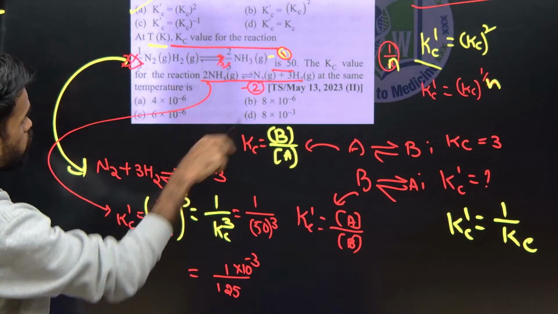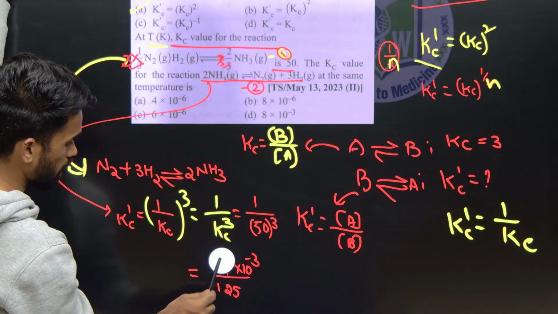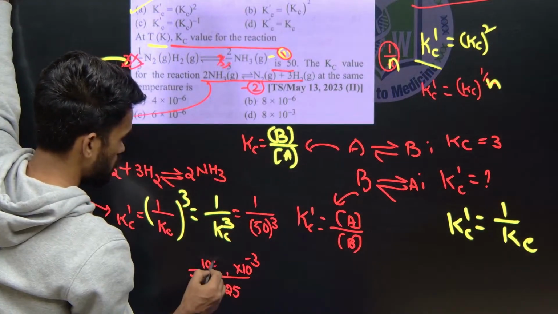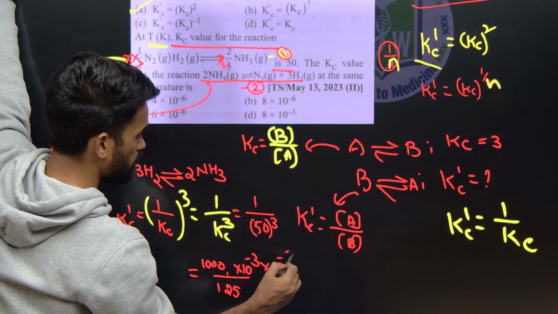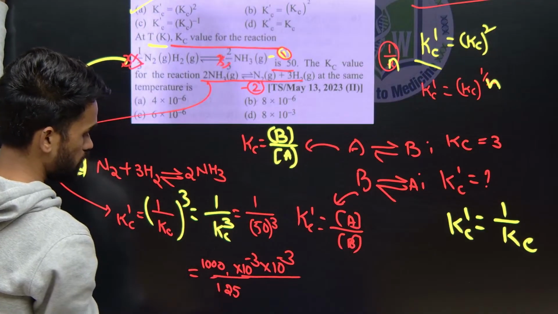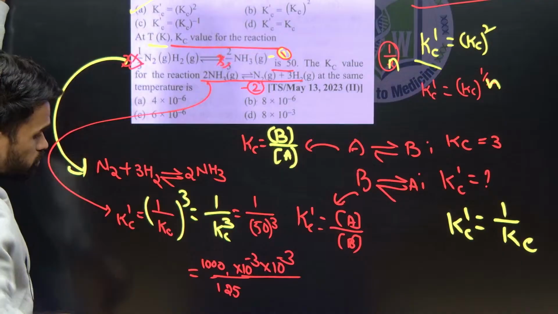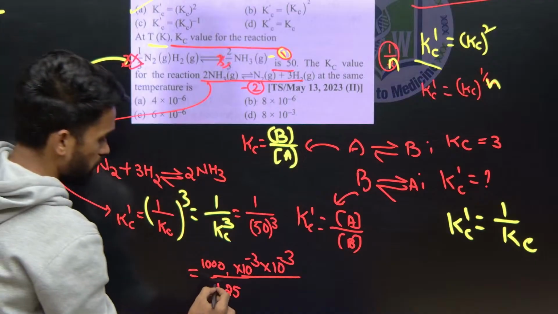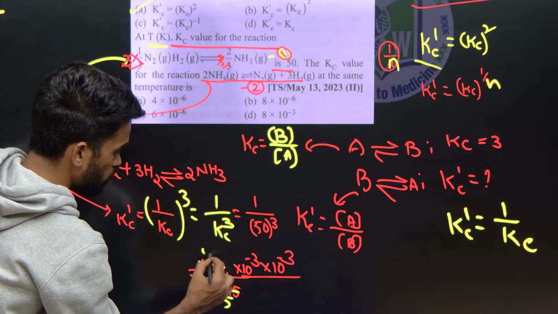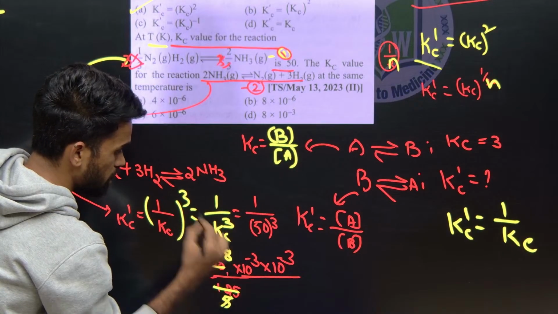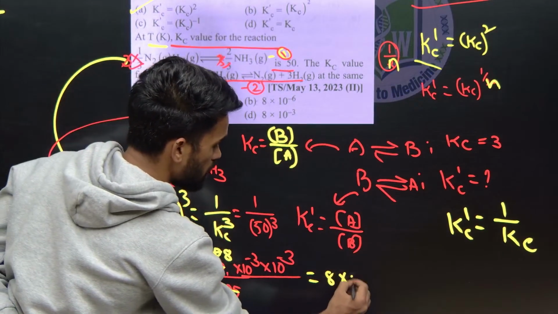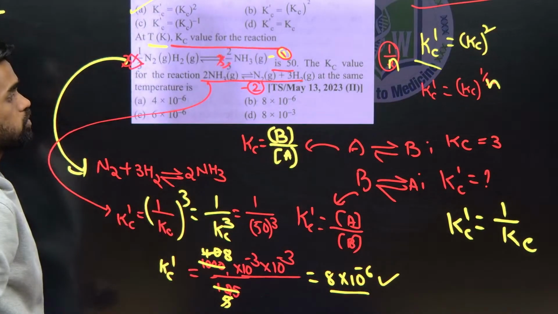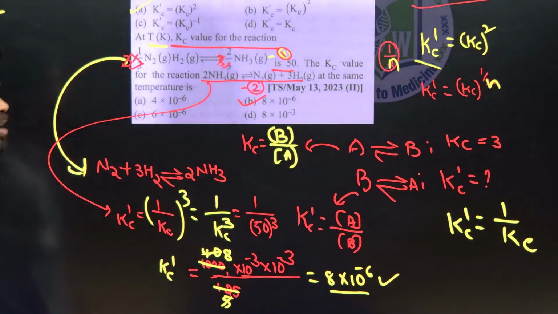Okay, 1 by 125, nowhere do we have this option here. Here I can simply write this as multiplied with 1000 and divided with 10 power 3, that is 10 power minus 3. So when it comes to this 125, how many times? See, 25 fives are 125, 1 by 125 is 8 times. So 8 into 10 power minus 6 will be your answer for the question. So Kc dash is 8 into 10 power minus 6. So option B will be your answer for the question.